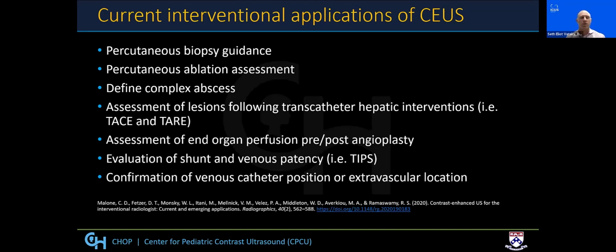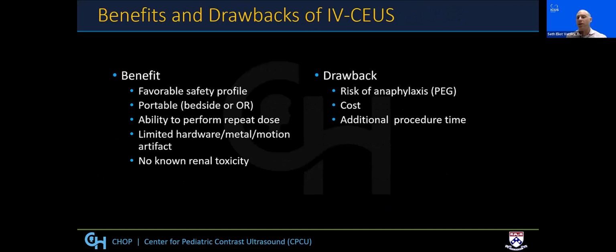Again, that is more common in the adult population than the pediatric IR setting. We use it for the assessment of the end organ and perfusion, pre and post angiography, the evaluation of TIPS, more common in adults, but also present in the pediatric population, and then a confirmation of venous catheter position or extravascular location.